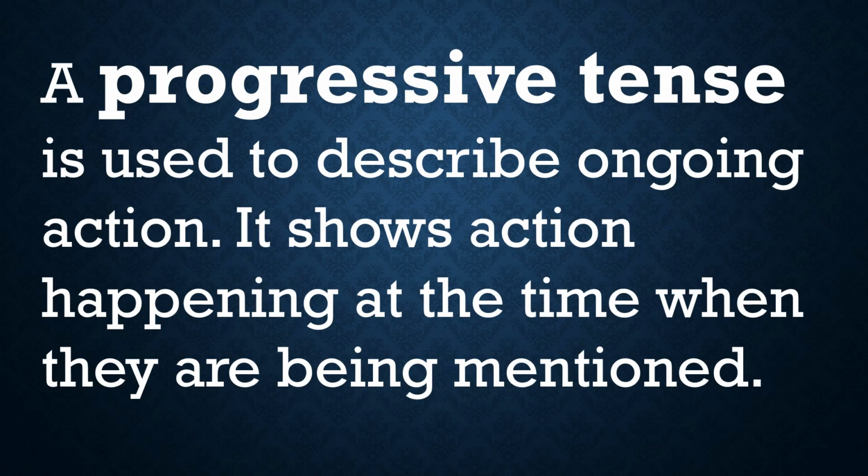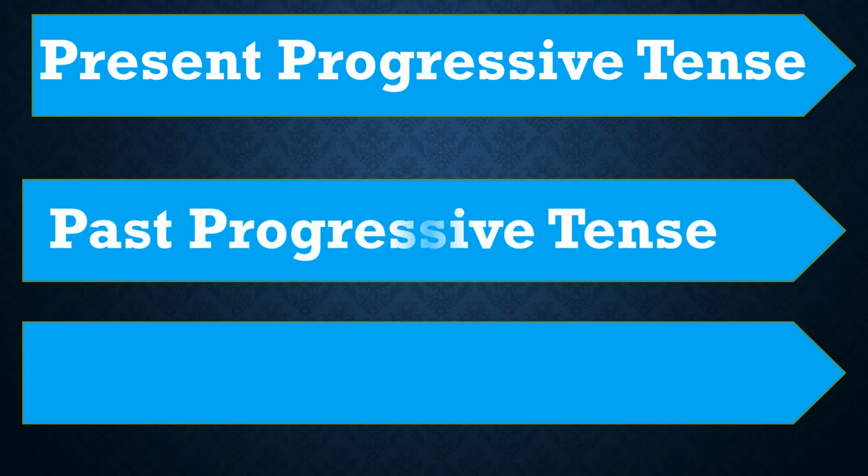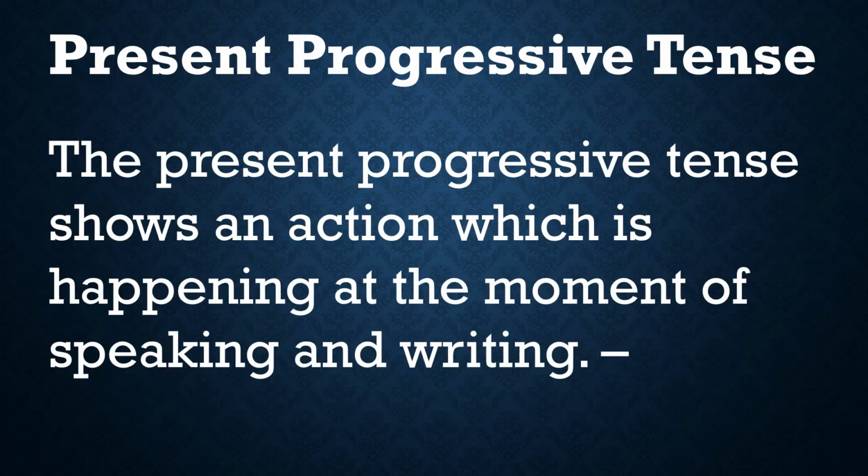Okay, did you recognize the differences among the three sets of sentences I have presented to you? Very good. Now, a progressive tense is used to describe ongoing actions. It shows actions happening at the time when they are being mentioned. So there are three aspects of progressive tense of verb. First, we have present progressive tense, past progressive tense, and future progressive tense.